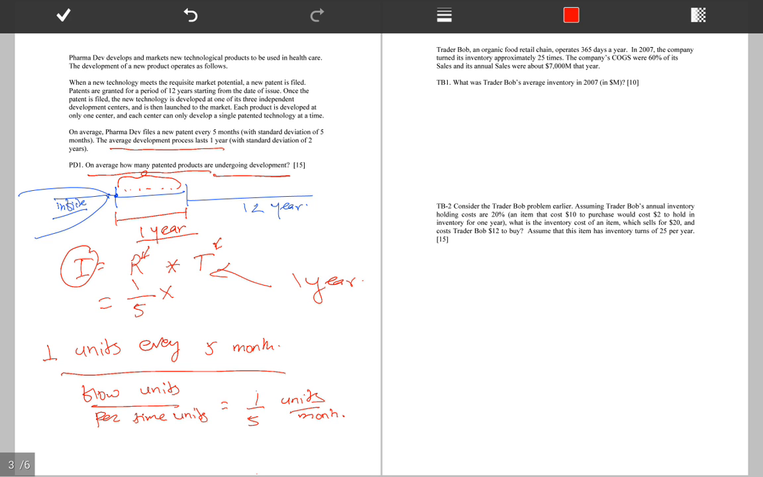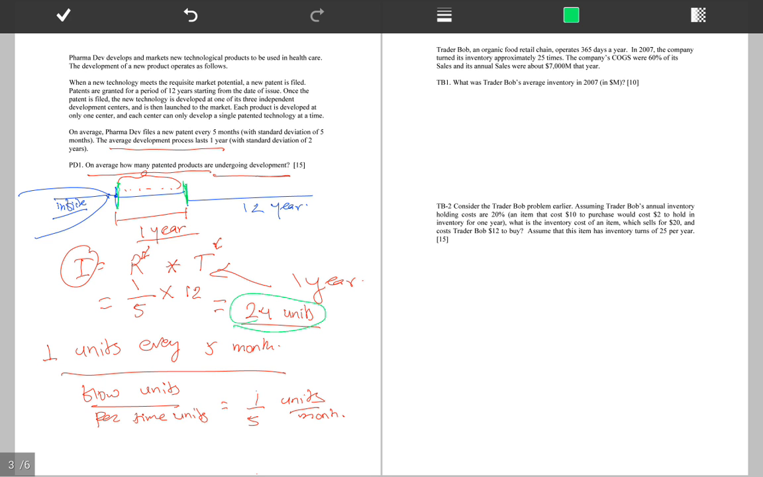and T equals, well, we can't use 1 year because this is in terms of units per month. We have to convert T into 12 months. The answer is 12 divided by 5, which turns out to be 2.4 units. So at any given time, during this boundary of the process, there are 2.4 units undergoing development.